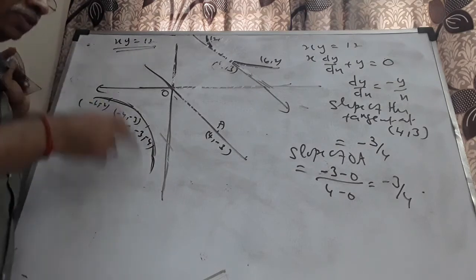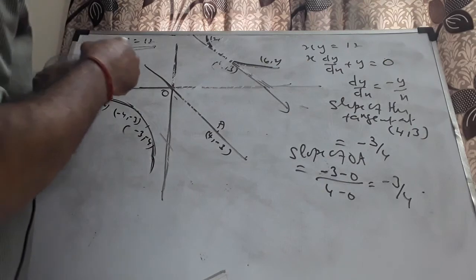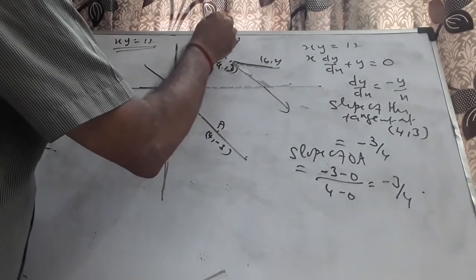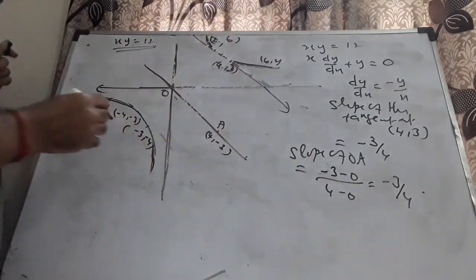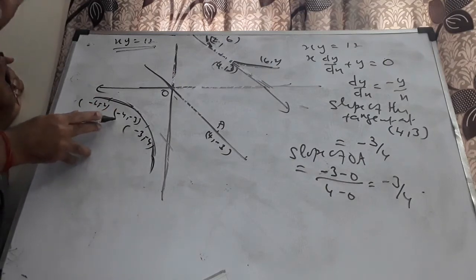xy equal to 12 is of course a hyperbola. It passes through (4, 3), (6, 2), (2, 6) and so on. I have drawn only a rough diagram. I haven't plotted exactly, due to time constraints. And here again I'll get various points on the negative side also.